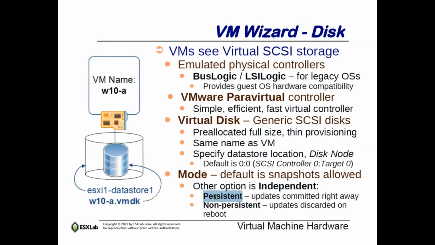And it can be independent persistent, which means data written to the disk is persistent. It can't be undone or backed out. And non-persistent says data written to the disk is actually written to a snapshot volume, and when you either power down or reboot the virtual machine, all the changed data is discarded and the VM goes back to the original state, the state the VM was in disk-wise when the snapshot was taken. I'll have more to say about snapshots later on.